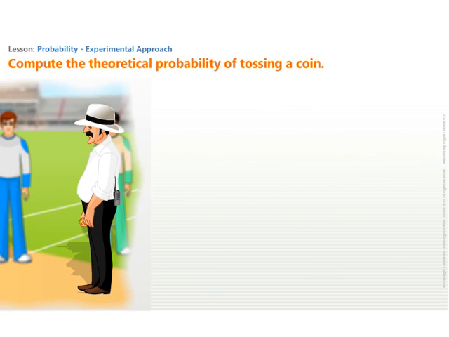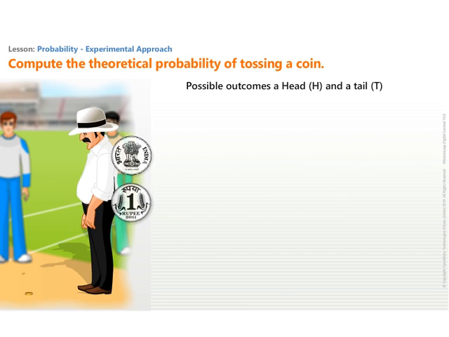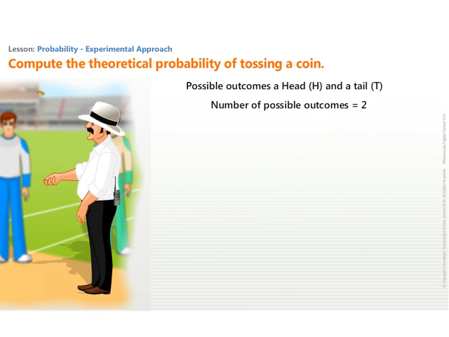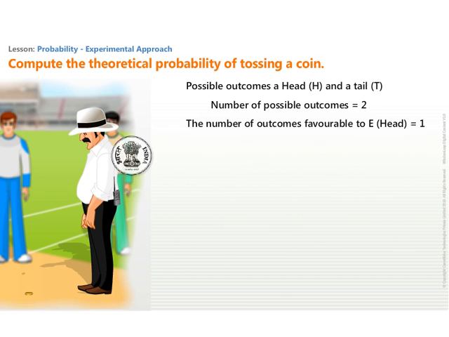Now, let us compute the theoretical probability of tossing a coin. In the experiment of tossing a coin once, there can be two possible outcomes, a head, H, and a tail, T. Let E be the event of getting a head. The number of outcomes favorable to E, that is, getting a head, is 1.